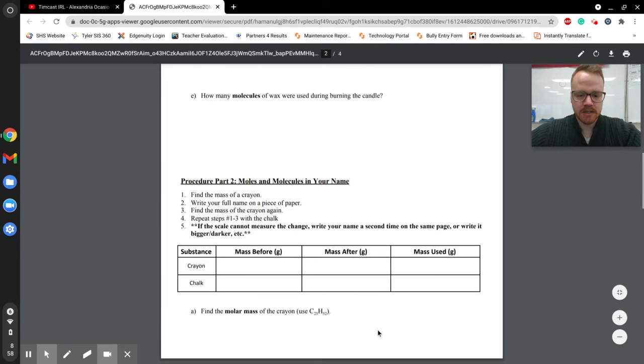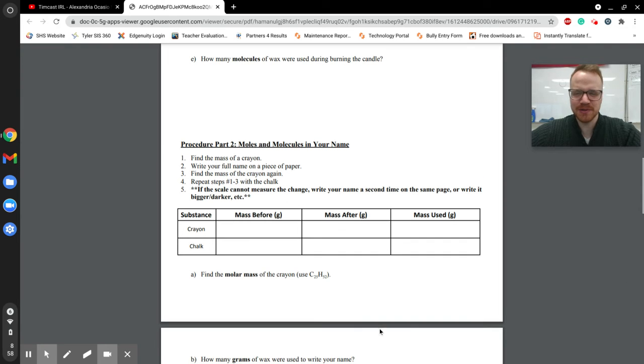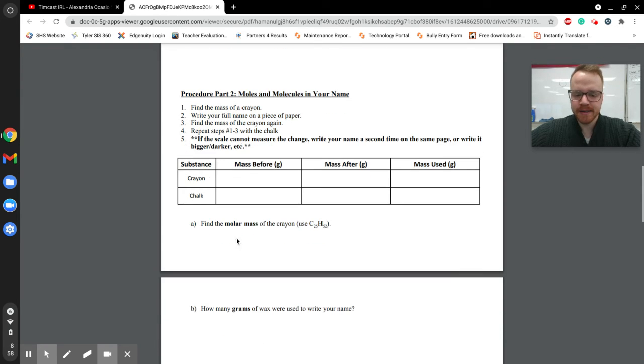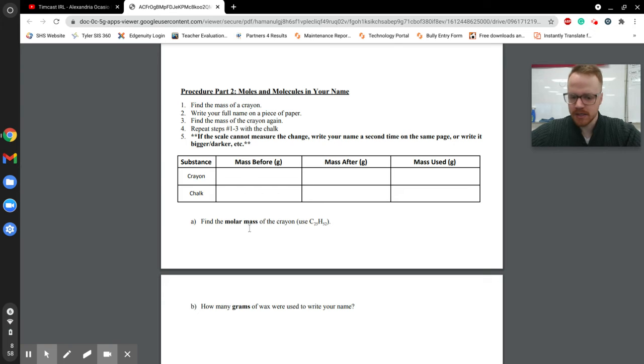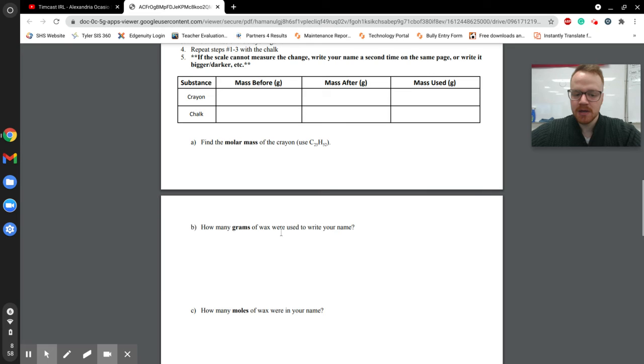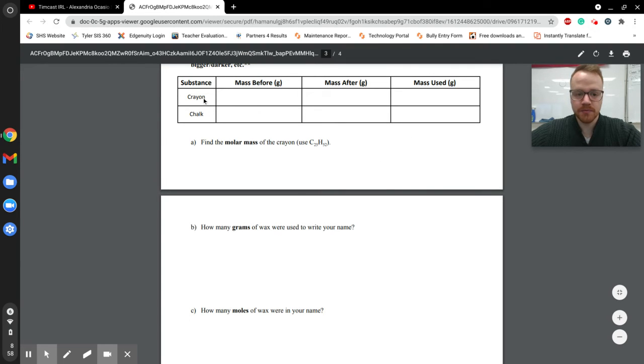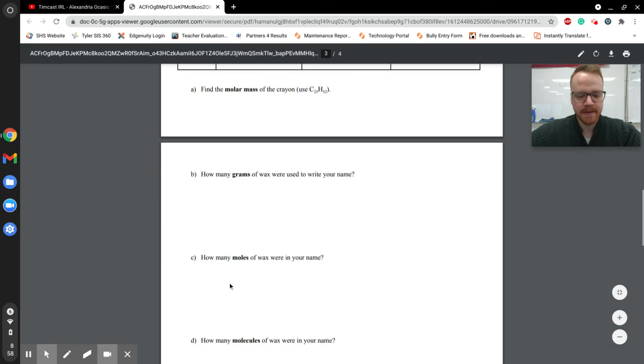And that'll pretty much translate the same way here for part 2 and 3. Part 2 and 3, yeah. Molar mass, again, that's going to be 5.3 part 1 notes. How many grams of wax were used to write your name? That is just a reiteration of more or less just the mass used up here. It's the same answer. Okay, these are the two same things. It's just this is your data table where you're keeping all your information, all your data. Here's where you're answering those questions.